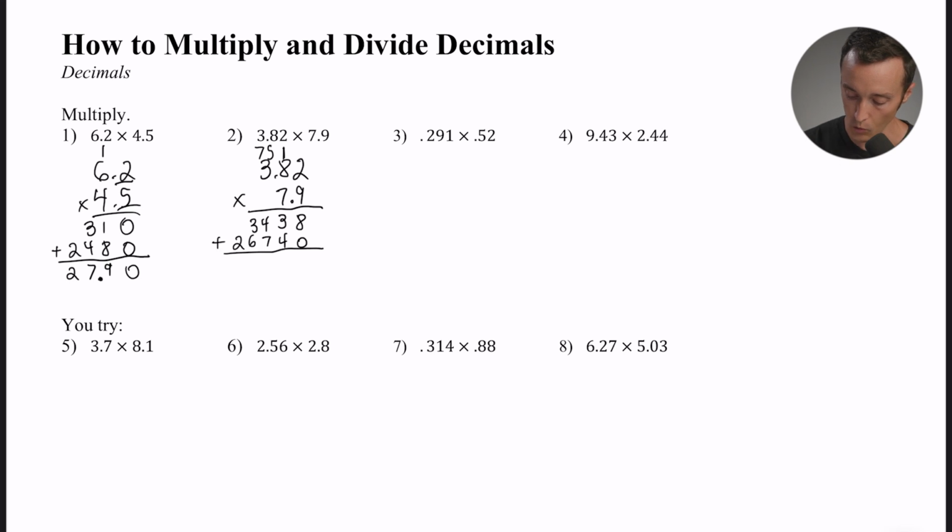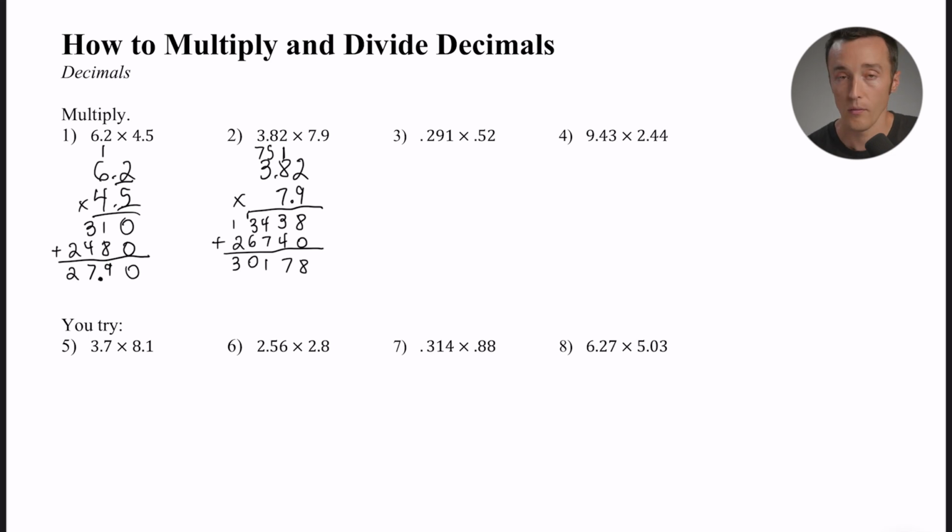To get a final answer, we'll add straight down. 8 plus 0 is 8. 3 plus 4 is 7. 4 plus 7 is 11, carry the 1. 1 plus 3 plus 6 is 10, carry the 1, and we've got a 3.